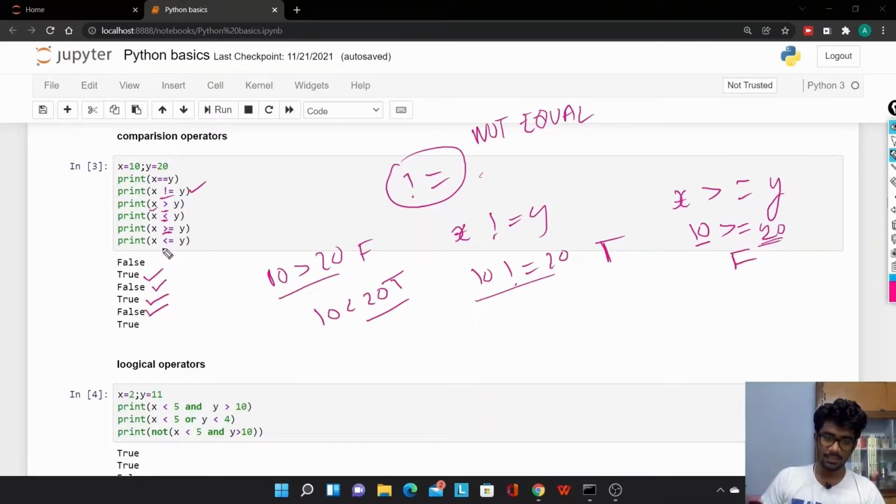In the same way, less than or equal to. Here when you observe x less than or equal to y, the value of x is 10 and the value of y is 20. So the value of x is less than the value of y, and it is not equal to, but we are saying less than or equal to. If either one is right, we will say this is true. So it is less than, the one thing is right. So that's the reason we are saying it is true. So the output is true.